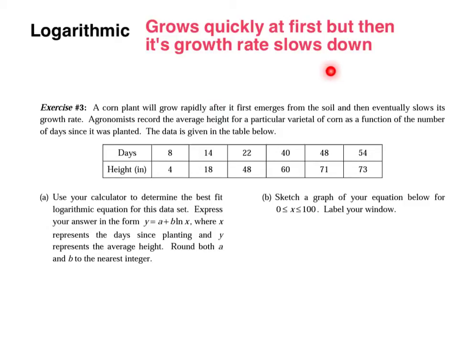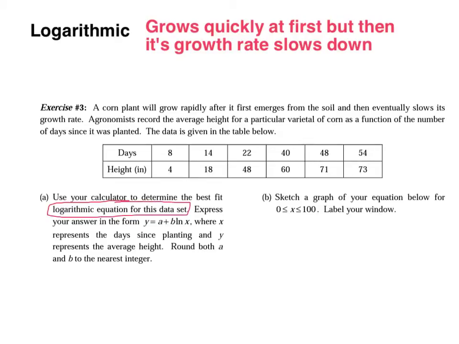So exercise 3. A corn plant will grow rapidly at first as it emerges from the soil and eventually slows its growth rate. Agronomists record the average height for a particular varietal of corn as a function of the number of days since it was planted. The data is given in the table. All right, so use your calculator to determine the best fit, and here's the key word, logarithmic equation for this data.